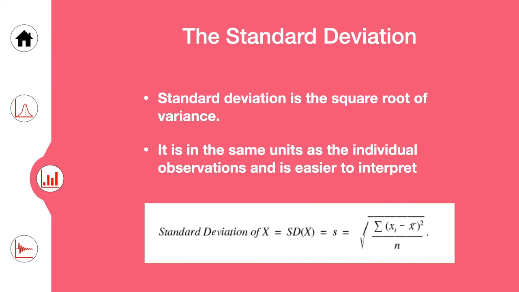So what's the standard deviation? The standard deviation is the square root of the variance. So it is in the same unit as the individual observations, making our data easier to interpret and present. You can see the equation below. This equation is very important.